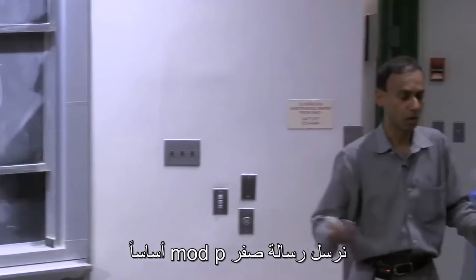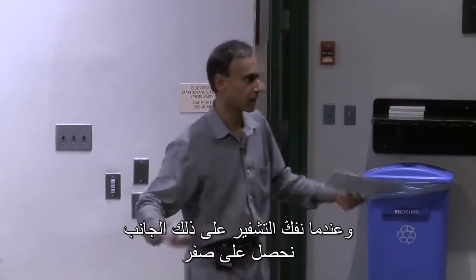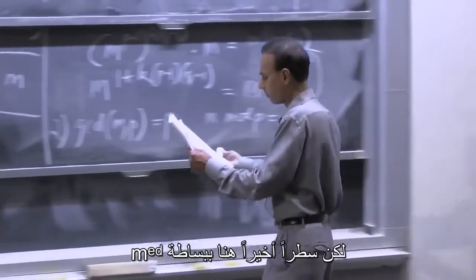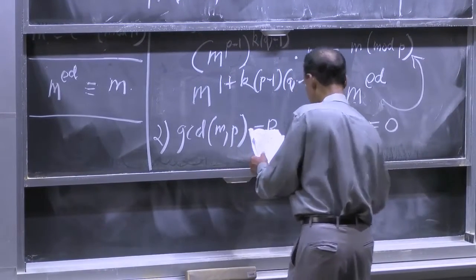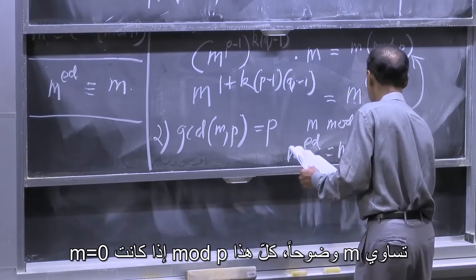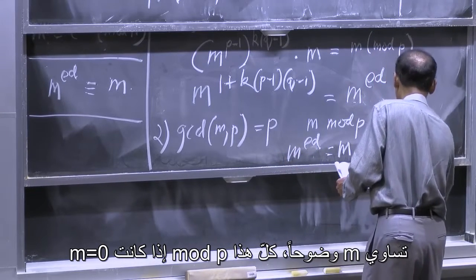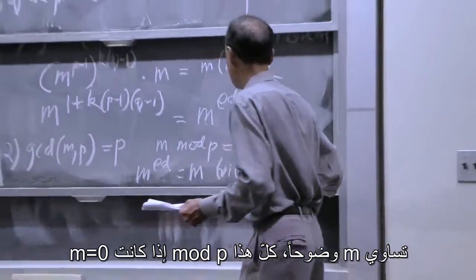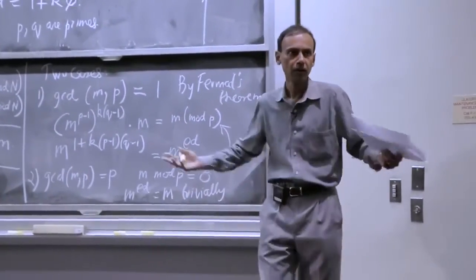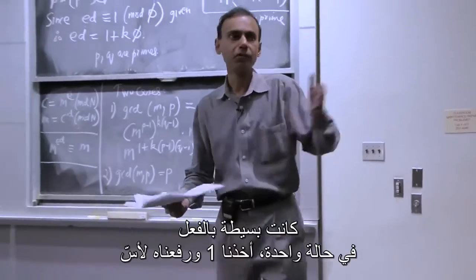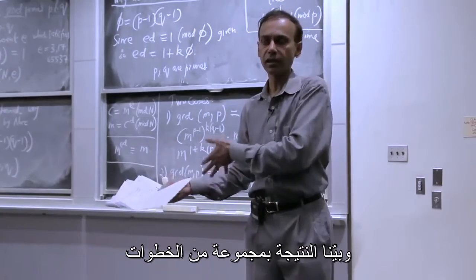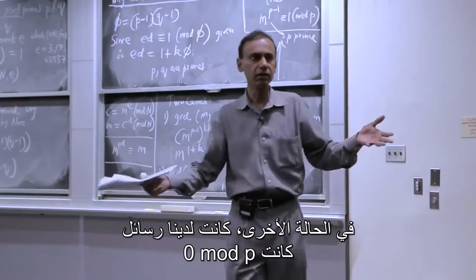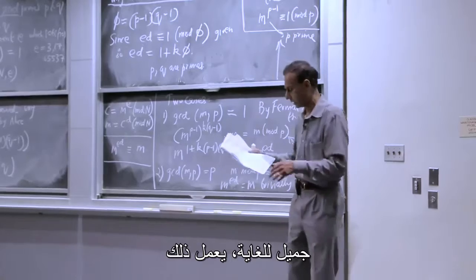So you're sending a message that's essentially 0 mod p, and when you decrypt it on that side, you get 0. But the one last line here is simply that m raised to ed is m trivially, all of this mod p if m is 0, right? So that was the easy case. So it was really pretty straightforward. In one case, we took 1 and we exponentiated it and showed the result in a couple of steps. In another case, you had messages that were 0 mod p. Right? So it's very pretty. It works.